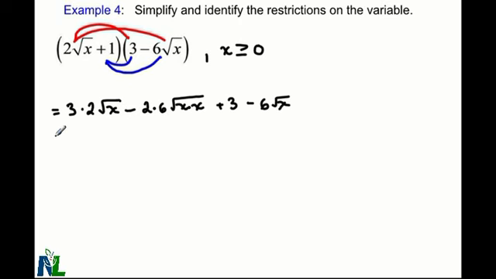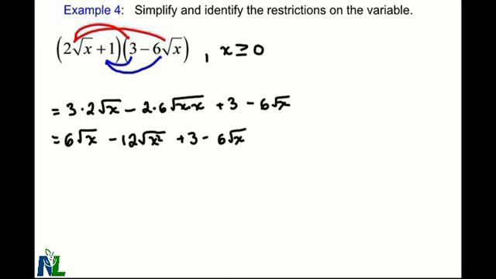So in the next step here, I'm going to simplify it. I've got 3 times 2, which is 6 root x. I've got 2 times 6, which is 12, and x times x is x squared. Plus 3 minus 6 root x.